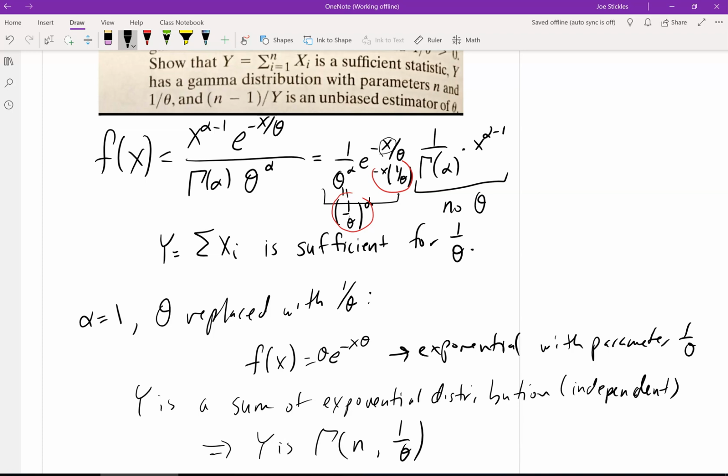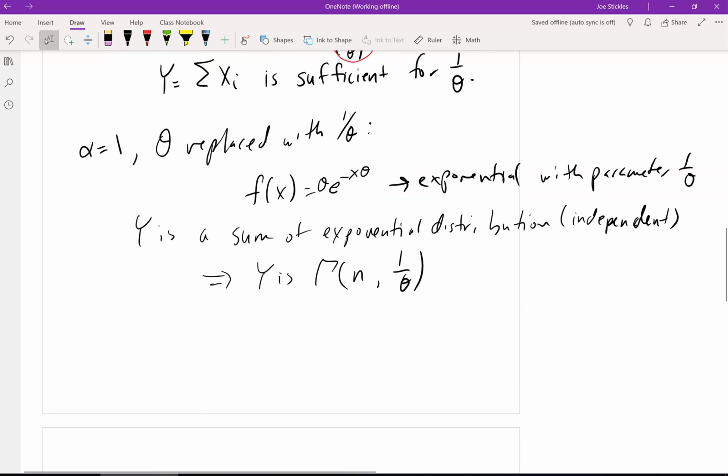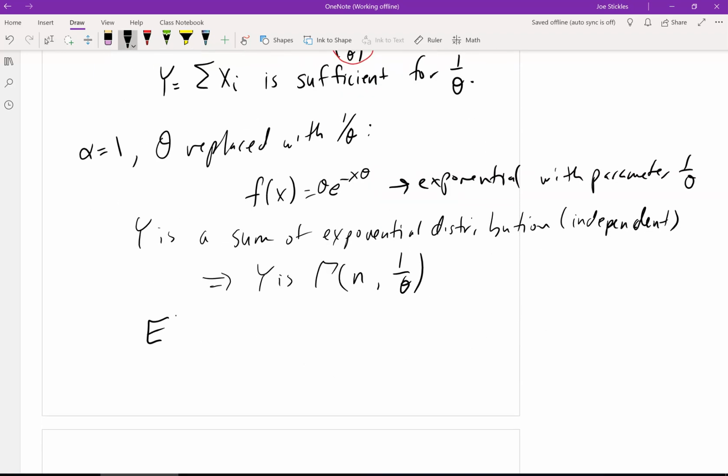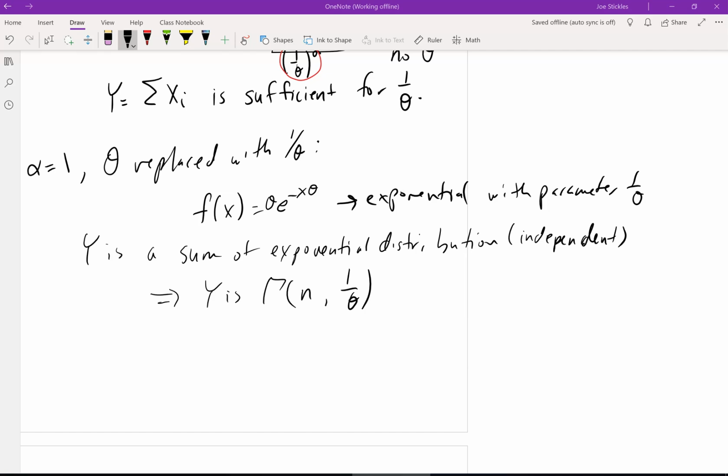All right. So then the last part asks us to show that n minus 1 over y is an unbiased estimator for theta. Okay. So to do that, the first thing I need to figure out is what the expected value of y is. Well, we know that the expected value of y for our purposes is going to be n over theta, because it's alpha times theta. So we need to find the expected value of 1 over y first to see if we can get that n minus 1 piece in there to find an unbiased estimator for theta.